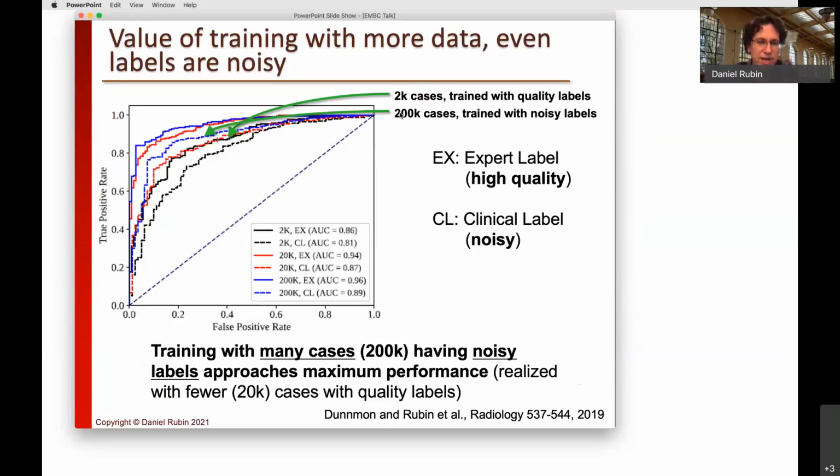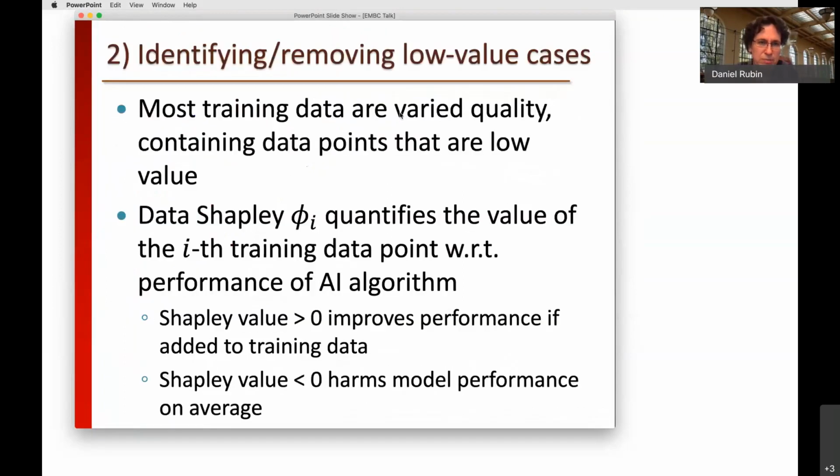So the more unannotated data you have, the higher the performance you get. And we've done this with different use cases besides chest X-ray. So leveraging unannotated data is definitely a good way to get both broader representation and better performance of models.